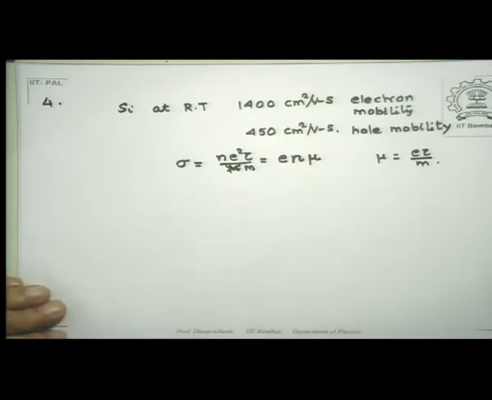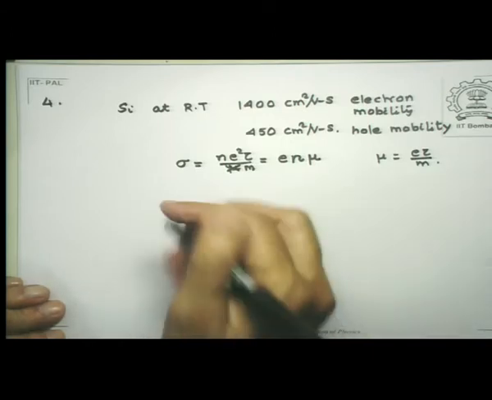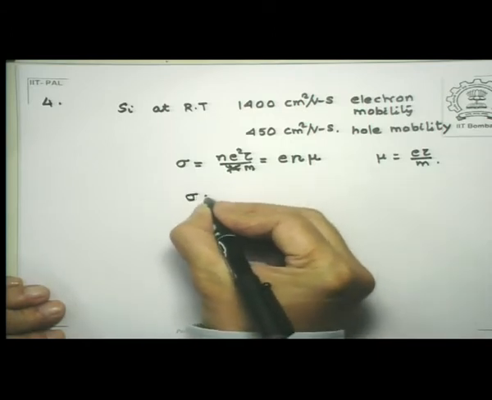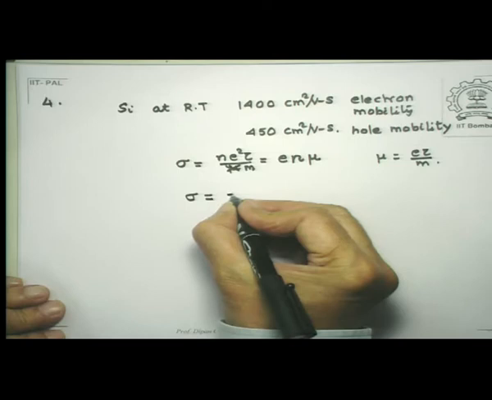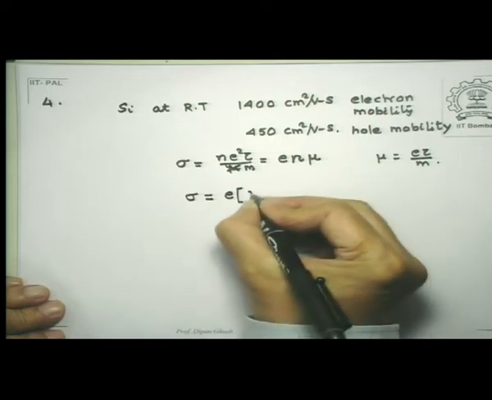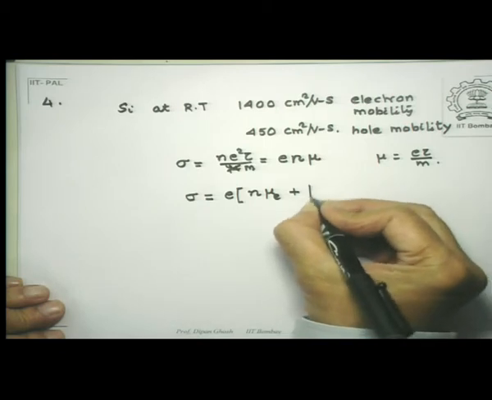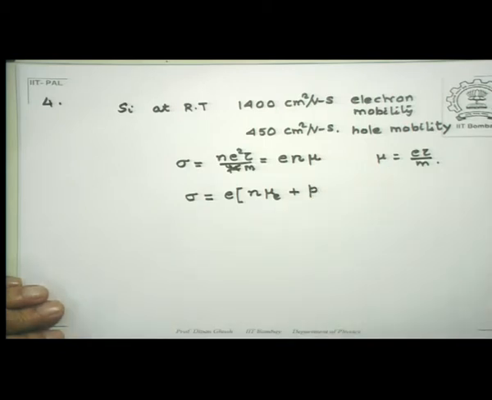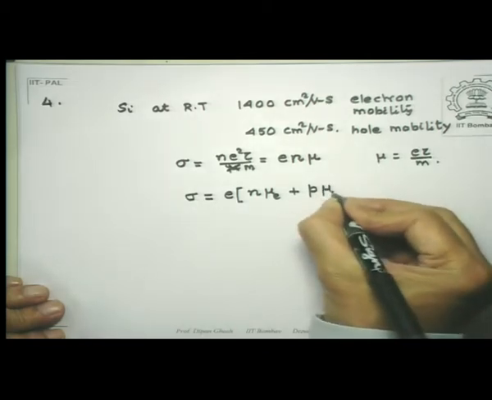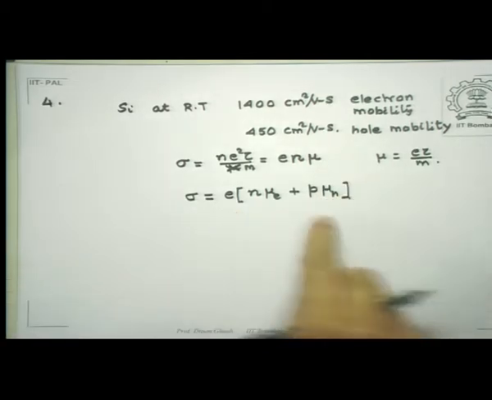Now in semiconductors, where both the electrons and the holes contribute to conductivity, this takes an expression of this type, that is the charge times n times the electron mobility plus the density of holes, which is usually represented by p, times the hole mobility. We will be talking more about it in our discussion on semiconductors.